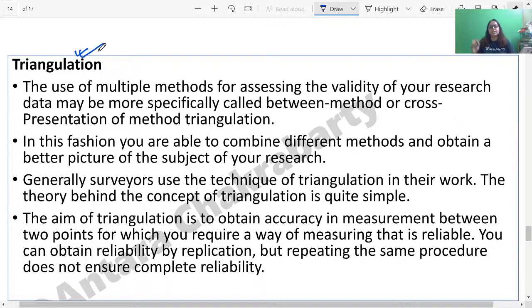काफी time students get confused with triangulation. Number one, इसमें क्या होता है, multiple methods use होता है. कोई भी आप रिसर्च स्टडी कर रहे हैं, अगर उस पर आप लोग मल्टीपल मेथड्स यूज कर रहे हैं, या फिर जिसे हम कहते हैं बिटवीन मेथड, या फिर क्रॉस प्रेजेंटेशन ऑफ ट्रायंगुलेशन मेथड. ओके.